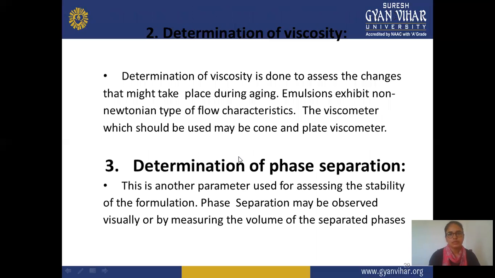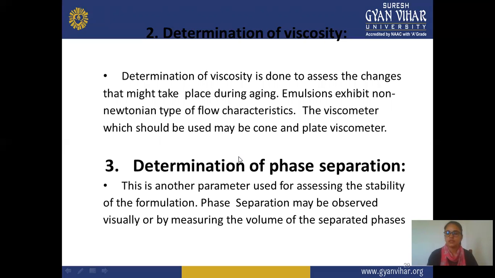Next is determination of viscosity. Similarly, viscosity is checked with the help of a liquid viscometer for all liquid dosage forms. For viscosity testing, use the Brookfield viscometer. It gives good results. And determination of viscosity is done because changes might take place during aging. Emulsions exhibit non-Newtonian characteristics, so viscosity should be measured on an appropriate viscometer. Means an emulsion shows non-Newtonian type of flow.